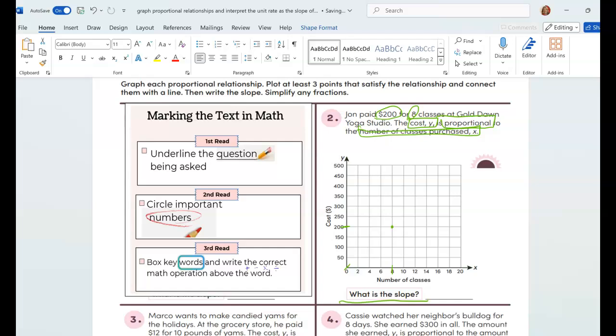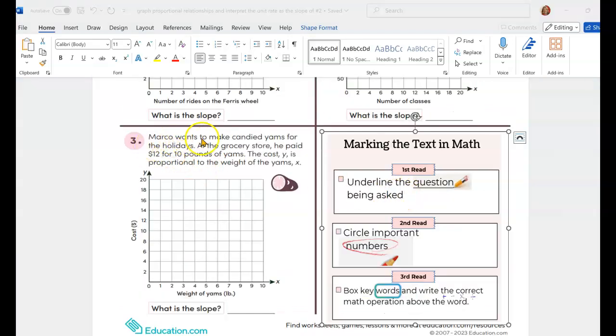Okay, I'm going to have you draw your line this time and tell me what the slope is. Notice that I am giving you your Y and your X. Y over X, or rise over run. And then also I'm giving you a hint. Here's our operation that we're doing. 200 divided by 8.